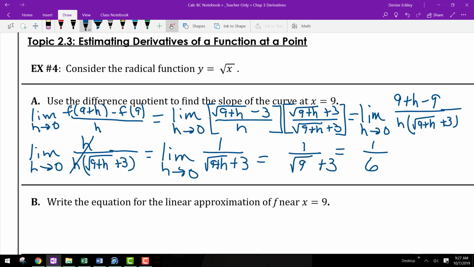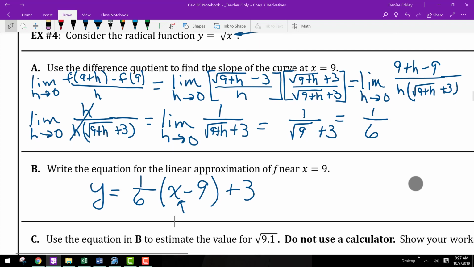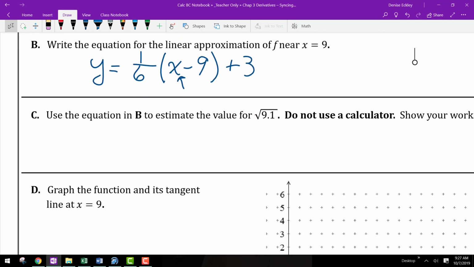So now we're going to write the linear approximation of f near x equals 9. So we have y equals the slope of our tangent line times x minus 9, plus the value of the function right at 9. So instead of trying to substitute 9.1 into the square root and take the square root of 9.1, I can substitute it in my linear approximation, because that's what we're calling it. It's an approximation of the curve near 9. So we're going to use that equation without a calculator to see how we get that.